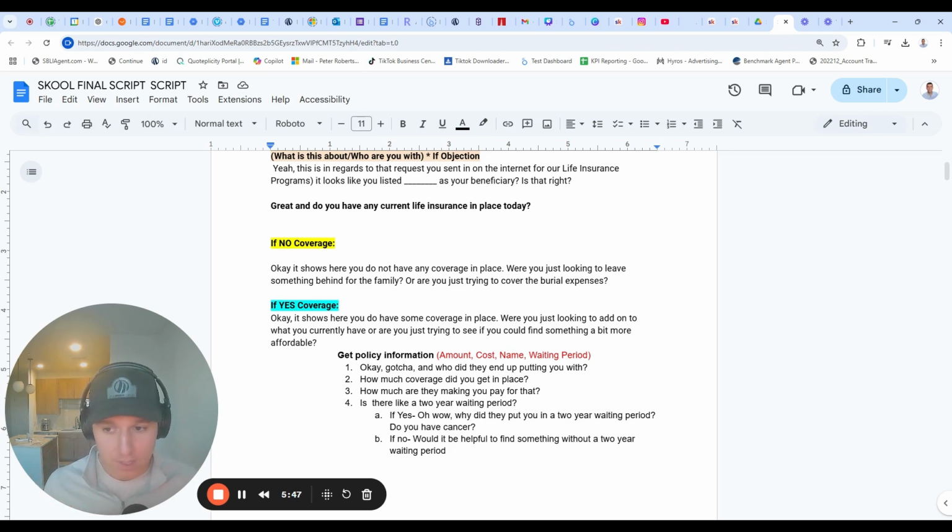Does everyone see that? So if someone does have coverage, it's going to be a little bit different here. You're actually going to get the policy information. Okay, let's break that down. So if someone does have coverage, or let's go back up here, if no coverage. Okay, and it shows here, like you told me, you do not have any coverage in place. Were you looking to just leave something behind for the family? Or are you just trying to cover the burial expenses? You're always asking questions so they can admit what they are looking for.